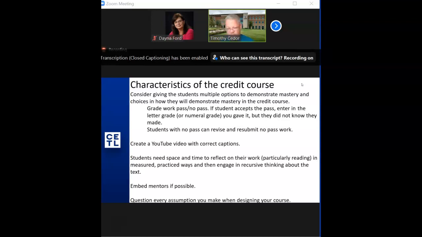And then the final thing I want to talk about on this slide before we put you back into breakout rooms, so if you want to go ahead and get those breakout rooms set up, we'll get them there in just a minute, is to embed mentors if possible. And this is something that I had all set up and then COVID ruined it. We are directly across the street from an elementary school. And so I went into the elementary school and I met with the fourth grade language arts teachers, and I eventually met with the principal at that school.